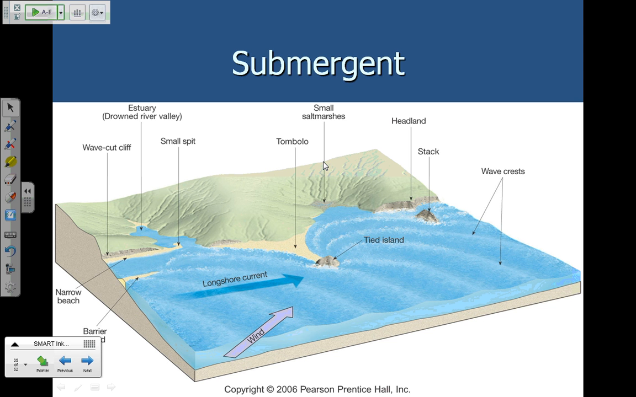Estuaries. Estuaries are quite often good places for depositing relatively small sized particles, so muds and silts.